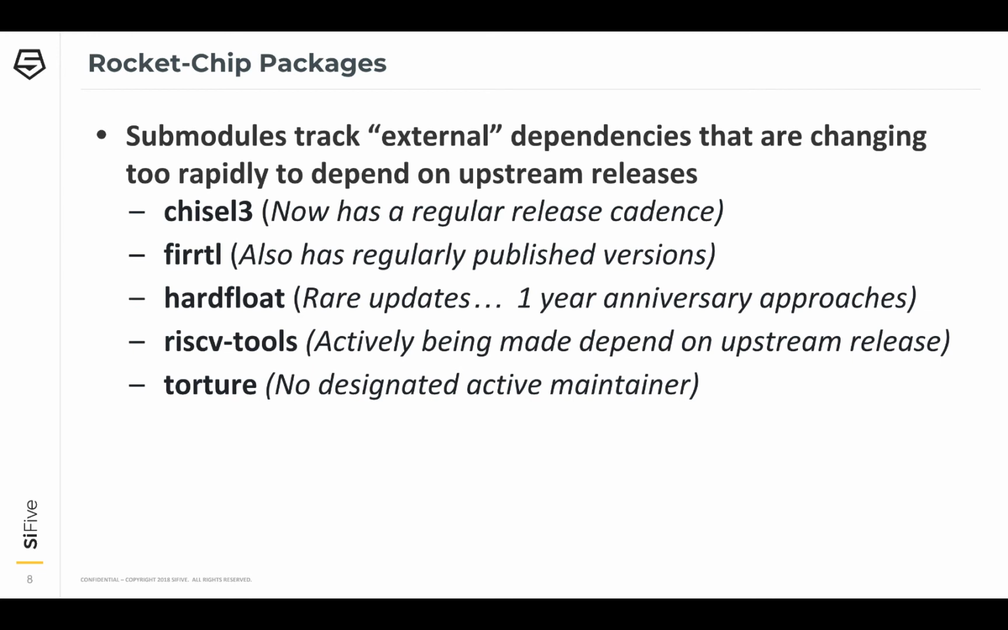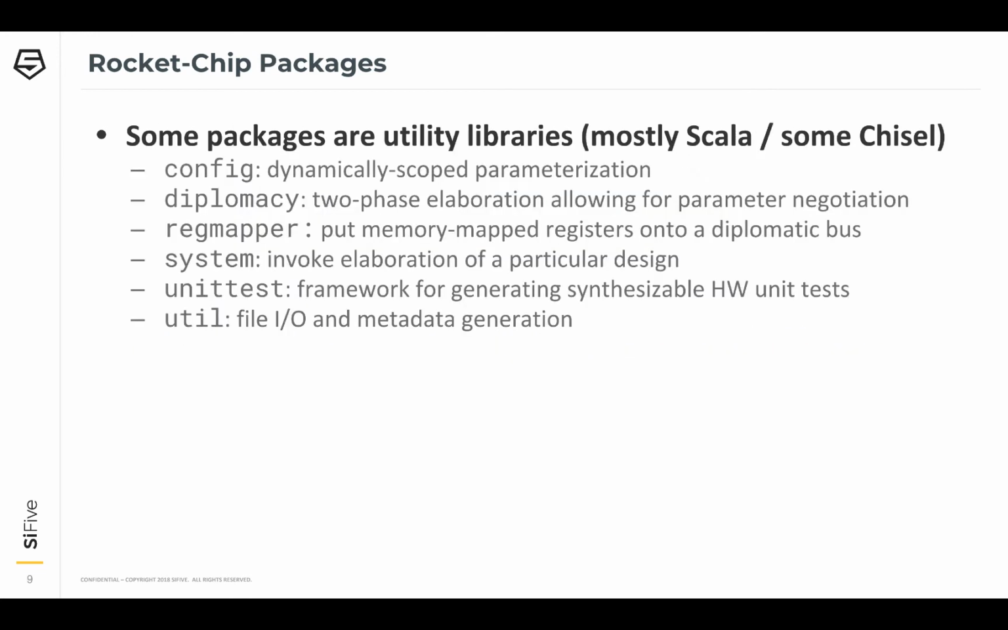Okay, so these are external dependencies that Rocket Chip depends on. Within Rocket Chip itself, there are two subsets of packages. The first set that I'm going to talk about are these utility libraries. When I say utility library, I mean it doesn't actually generate or describe any hardware itself. It is used in the process of configuration or describing the chip. These are packages that are used by the actual hardware generation packages.